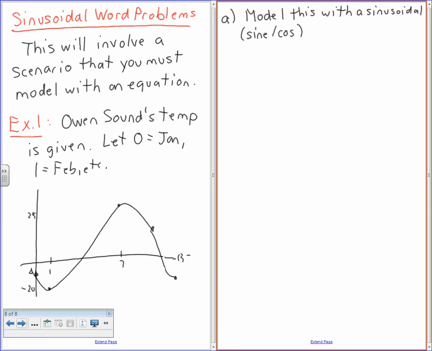Why are we choosing cosine over sine? Where does cosine start? The maximum. It is very easy on this graph to see where the max is. It is not easy to see where the axis is. The wording in the textbook and your test will be sinusoidal. The points here are at 1 and negative 20, at 7 and 25, and at 13 and negative 20.